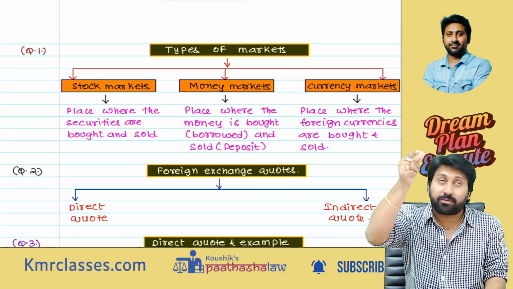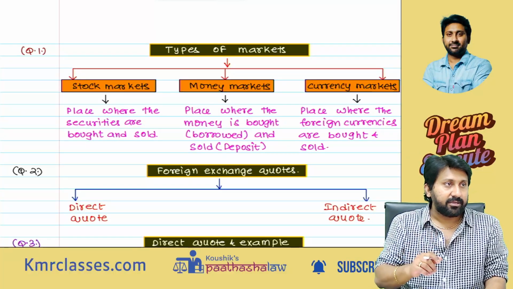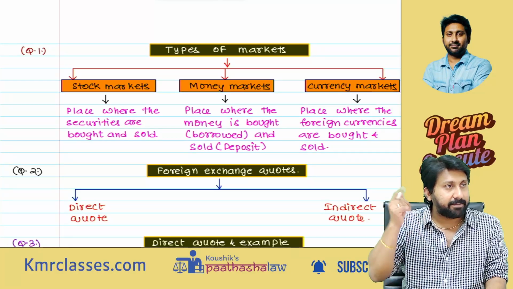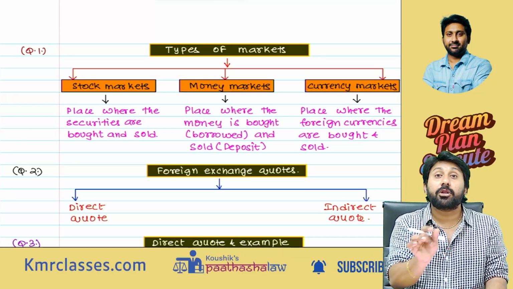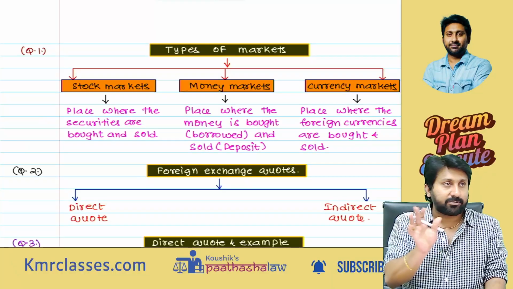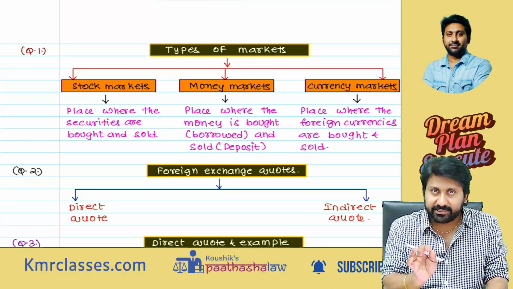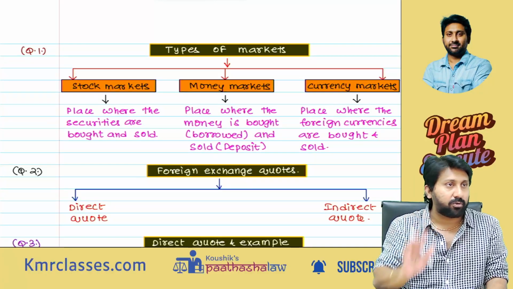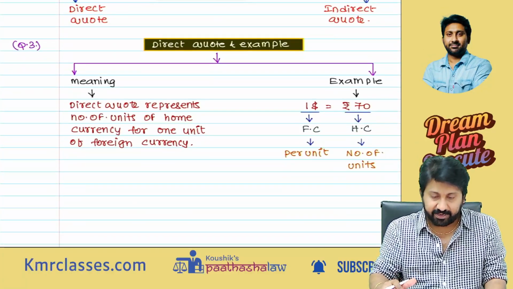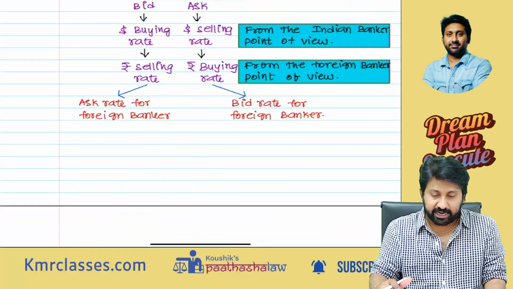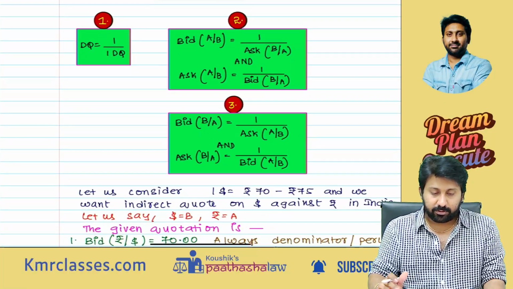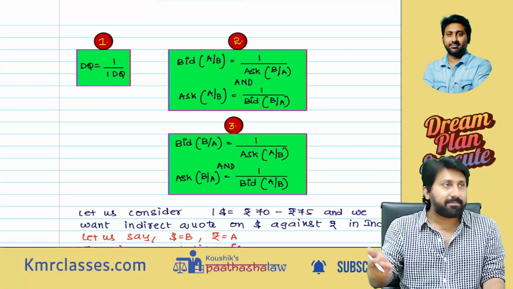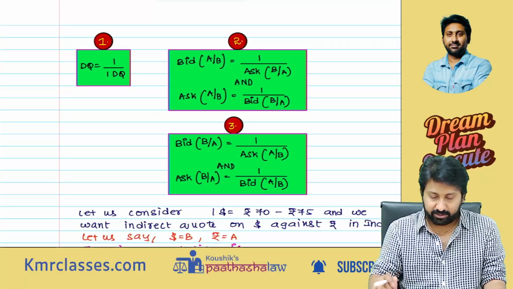Number of units of home currency per 1 unit of foreign currency. So technically speaking, it is home currency by foreign currency. Per unit means it's in the denominator. Whatever is in per unit, that's most important for us to understand. Rupee in per unit is an indirect quote on rupee. Rupee in numerator will be a direct quote on that particular currency. Direct quote can be written as 1 by indirect quote. Indirect quote can be written as 1 by direct quote, vice versa. Okay, next.